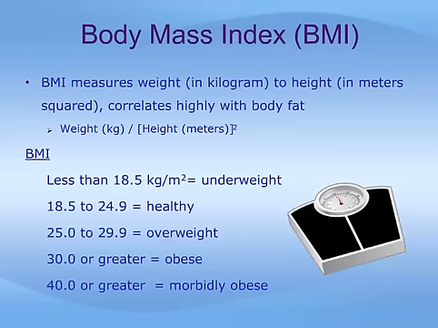A BMI value of less than 18.5 is considered underweight. A value of 18.5 to 24.9, healthy; 25.0 to 29.9, overweight; 30.0 or greater, obese; and 40 or greater, morbidly obese. For waist circumference measurement, or the distance around the waist, a high-risk waistline is more than 35 inches for women and more than 40 inches for men.